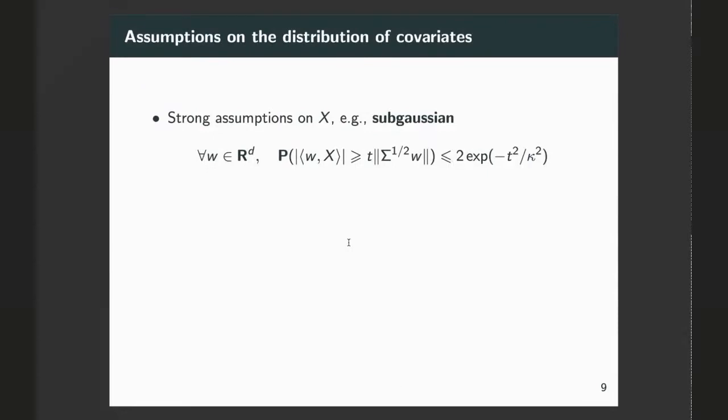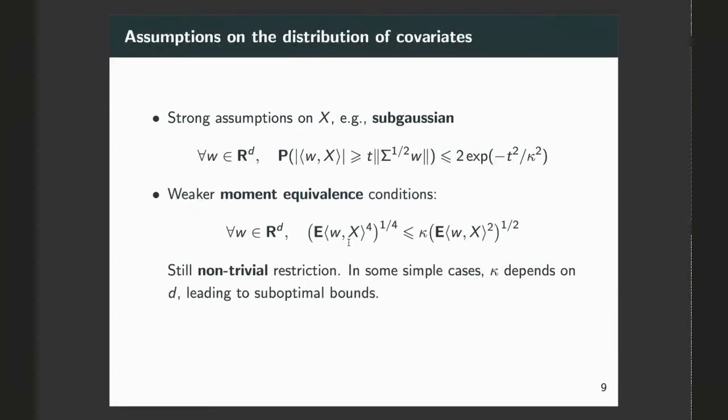Okay, so just to summarize, I gave a bit of an overview. So there are different types of conditions on the distribution of X under which we can get guarantees. There are strong assumptions like sub-Gaussian. There are weaker assumptions like these moment ratio conditions. And they are weaker than the previous ones, but they are still non-trivial. And they are not always satisfied, and there are cases where they can lead to bad bounds because the constants can depend on the dimension.